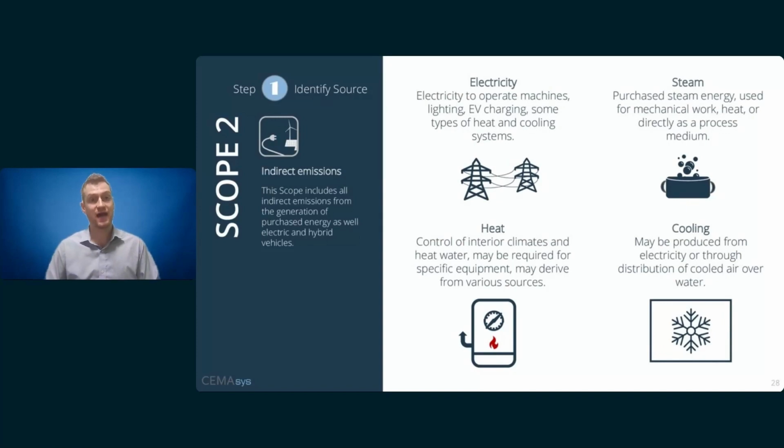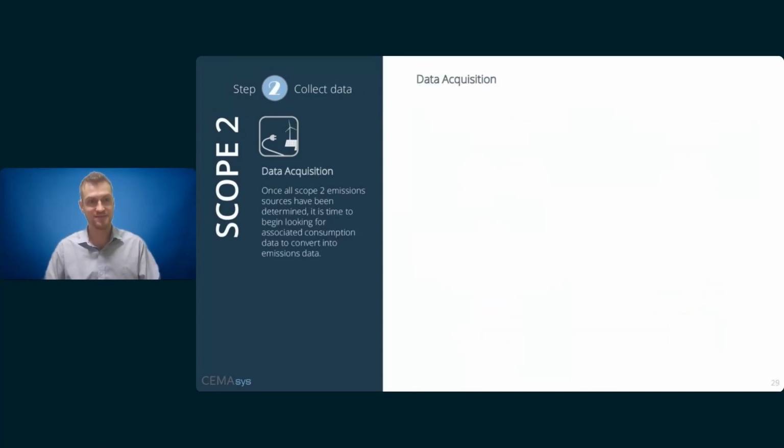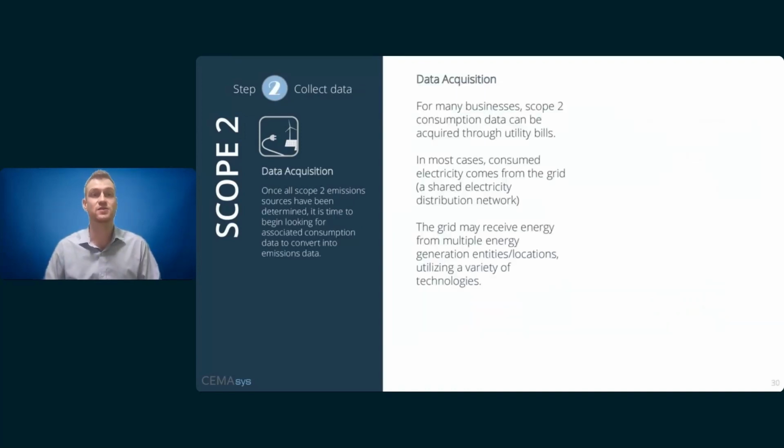Once you go through these categories and determine which are relevant to your company's operations, you'll need to start collecting data on exactly how much energy was purchased or used in the reporting year. And in general, the best place to look for this is going to be your utility bills. In most cases, your electricity is going to be coming from your local grid, which is the shared electricity distribution network. And why do we care where this electricity is coming from?